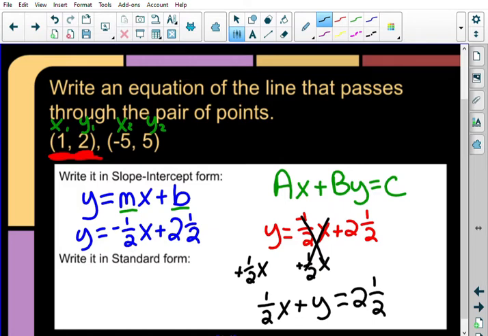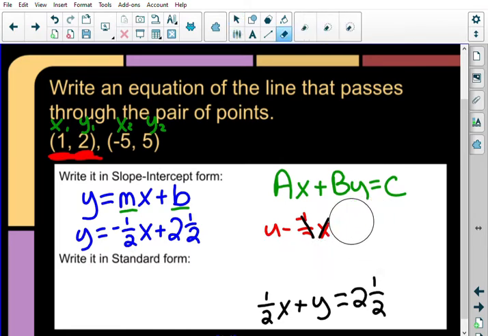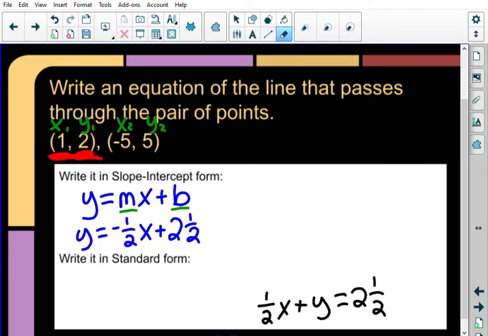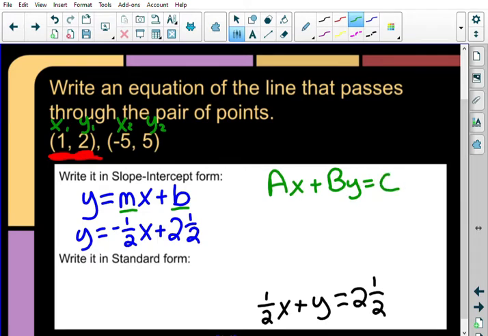Now, remember these rules: we cannot have any fractions, so we'll have to get rid of those. And our a value cannot be a negative number. Easy enough to fix the fractions. Just find the most common denominator of 1/2 and 2.5 and multiply every single term by that denominator.